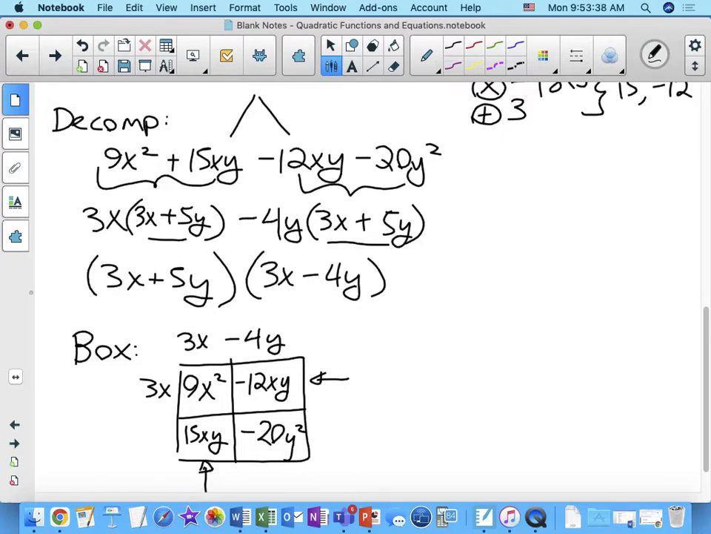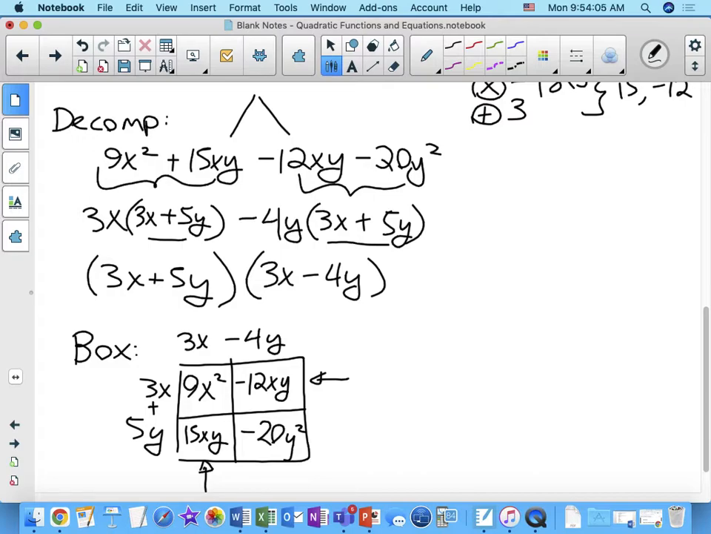And in fact, this 3x up the top is the GCF. So we've actually already done that step. And 3x times 3x is 9x squared. So 3x times what is 15xy? It's 5y. And these are the two factors: 3x plus 5y times 3x minus 4y, which is what we got over here. Okay?